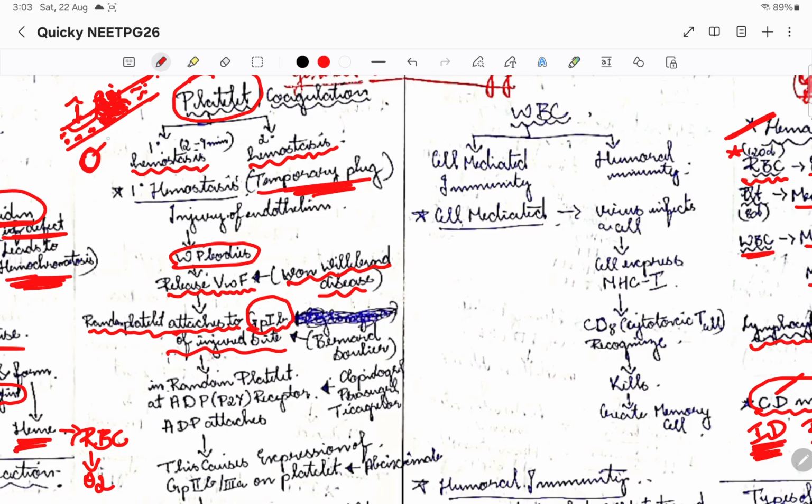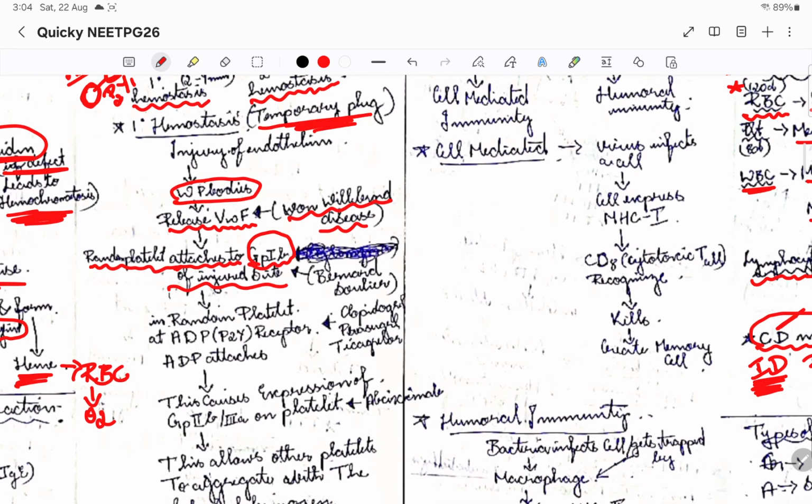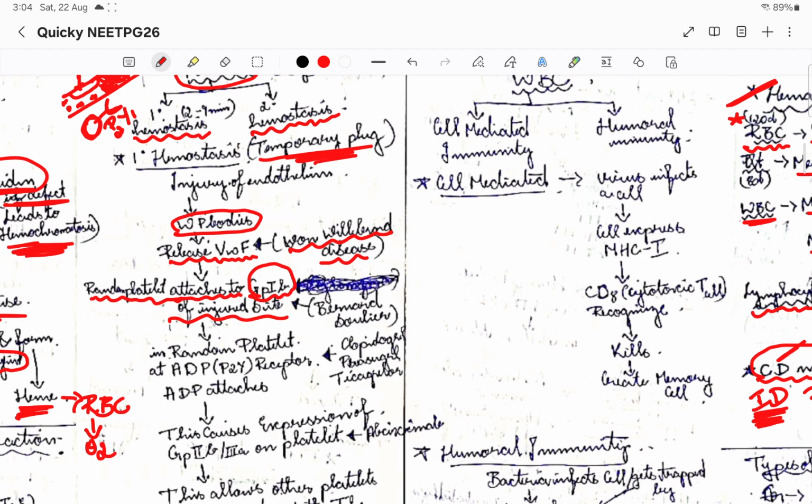So after attaching to GP1B, it expresses another receptor on the platelet called the ADP or P2Y1 receptor. Okay, this is called the P2Y1 receptor. This is what the platelet already attached to the endothelium will start expressing. Then this calls the other platelets to start attaching to it.